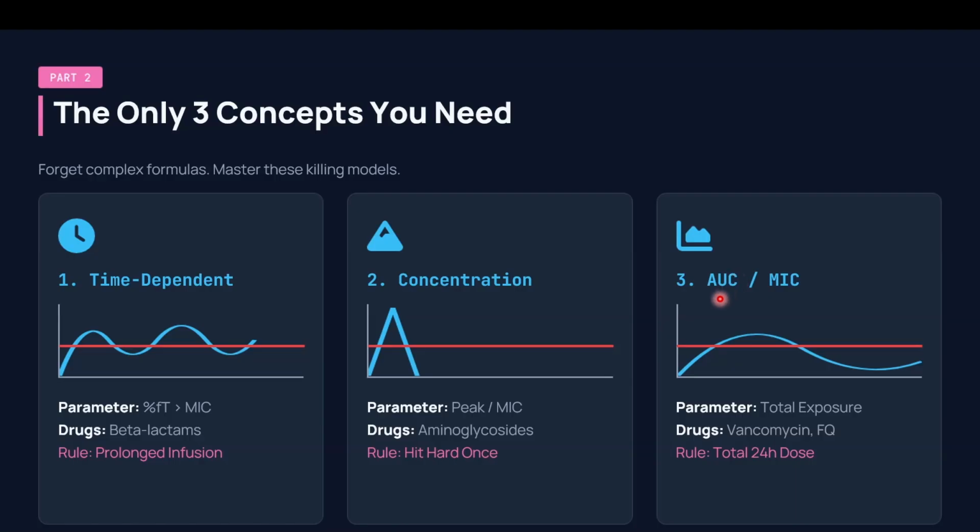That's it. The third type of killing mechanism is the area under the curve above the minimum inhibitory concentration. So this is what is important. This is the area that is above the minimum inhibitory concentration. This area is what is needed. Then the amount of time the antibiotic is above the curve. So the total 24 hour dose should be given for vancomycin and fluoroquinolones. So that is the concept.